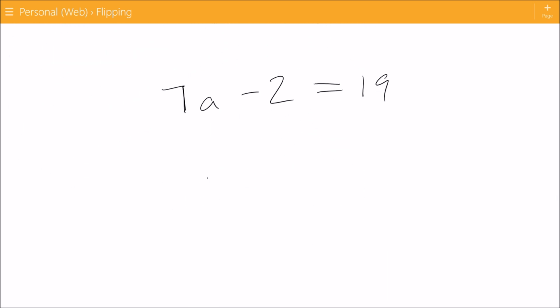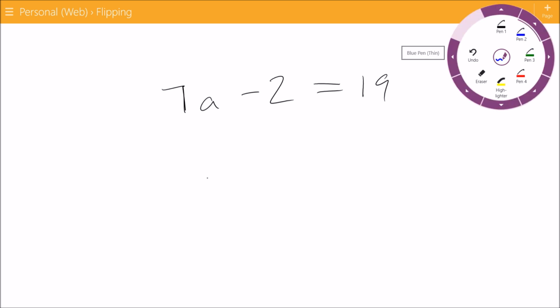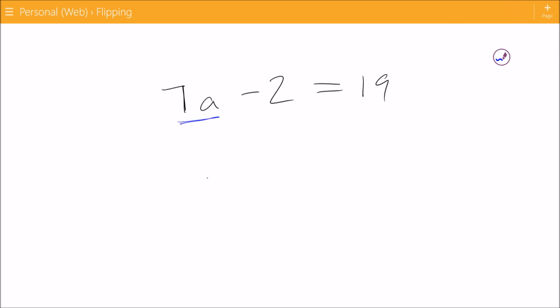I want to do one example. Sometimes you're going to have more than one step here. The last one was kind of 2 steps as well. But when we've got a case like this, what I want to do is divide and conquer. I know that I'm going to have to divide by 7 at some point to isolate the a. I also know that I'm going to have to add 2 to clear the left side to isolate a.